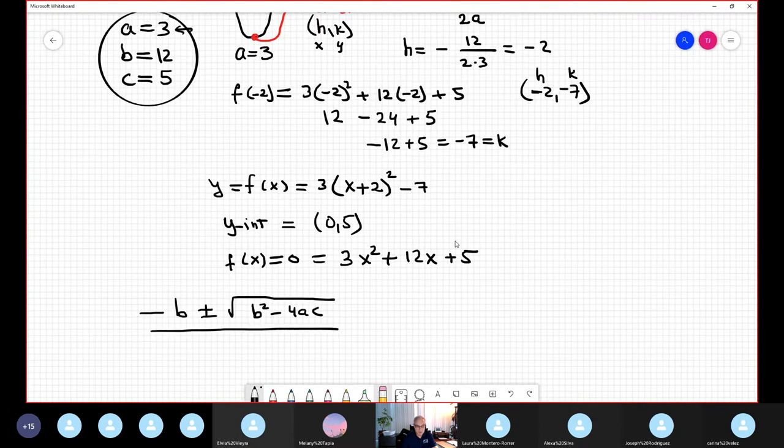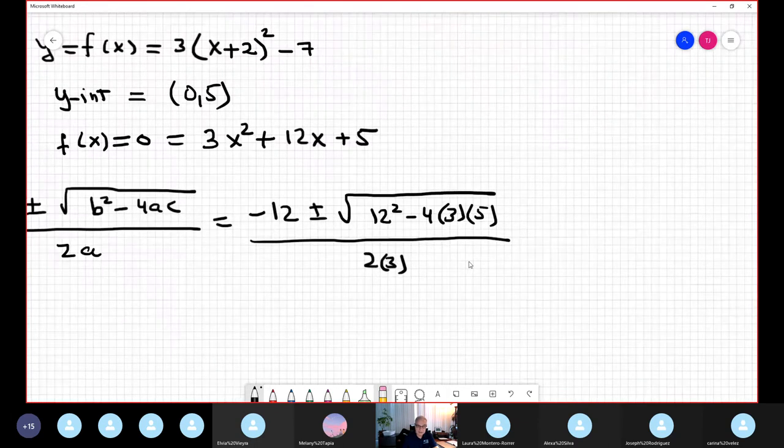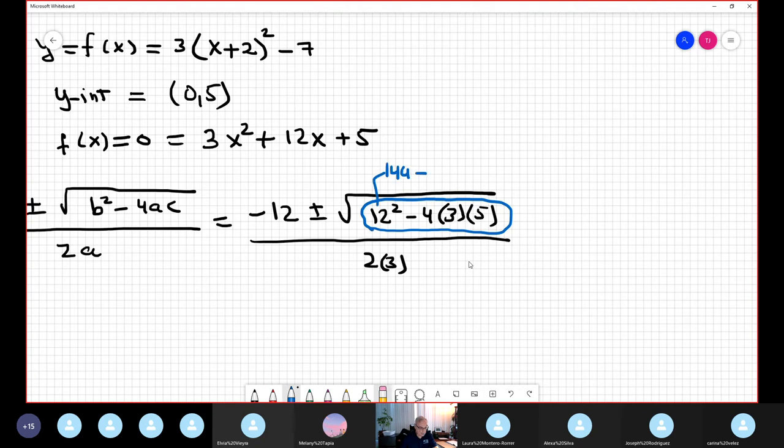Because sometimes it happens that factorization is hard. So it's minus 12 plus or minus the square root of 12 squared, positive 12, because b is positive 12. The minus in the front is because the formula has minus, but inside the radical, no. So 12 squared minus 4 times 3 times 5, divided by 2 times 3, which is 6. We focus on the expression inside and compute that part first. It's 144, and this is minus 60, because it's 12 times 5.